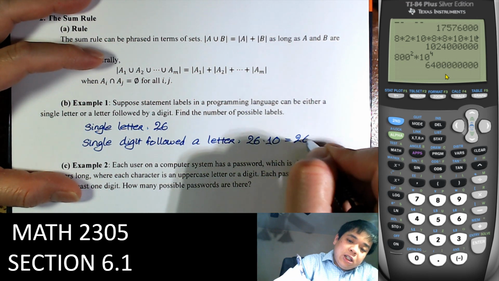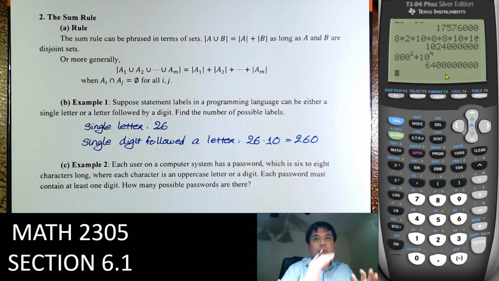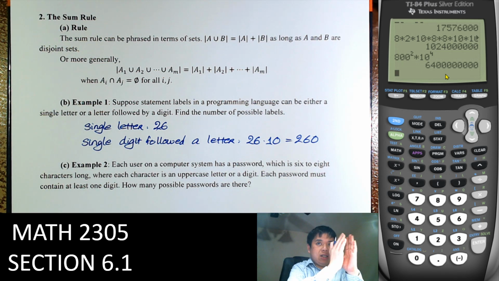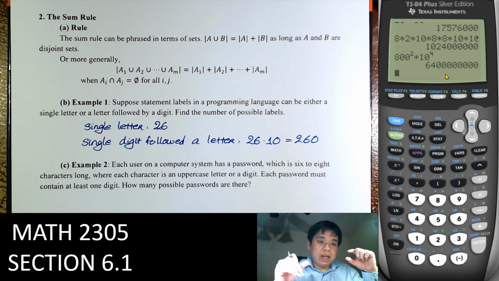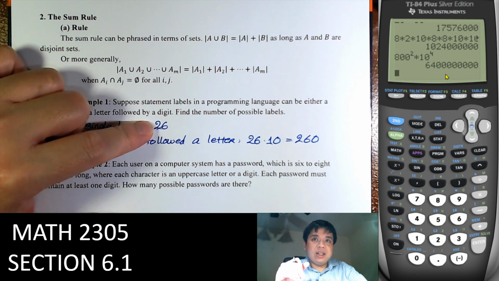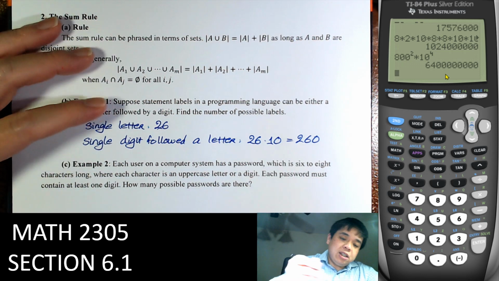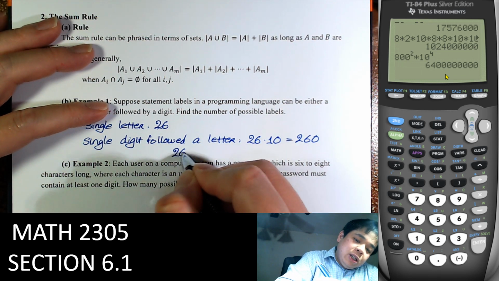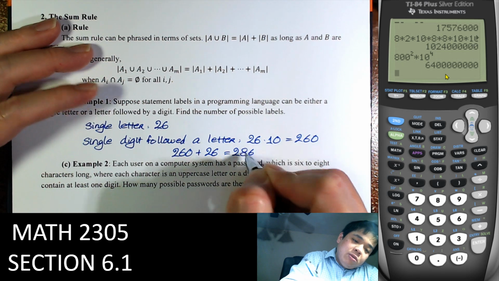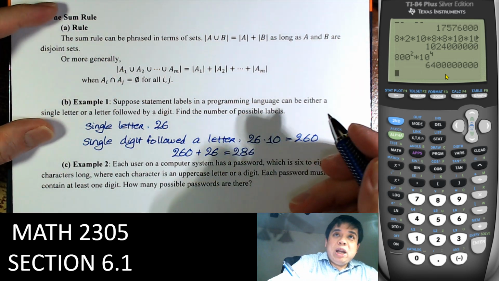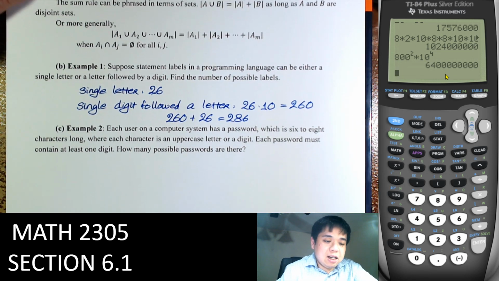That's 260. The difference between the sum rule and the product rule is that in the product rule there's only one case and we select different stages of the problem. In the sum rule there are different cases, so we just add those cases together, like 26 for this case and 260 for that case. So we have 260 plus 26, that is 286 possible labels. Right, just like that.